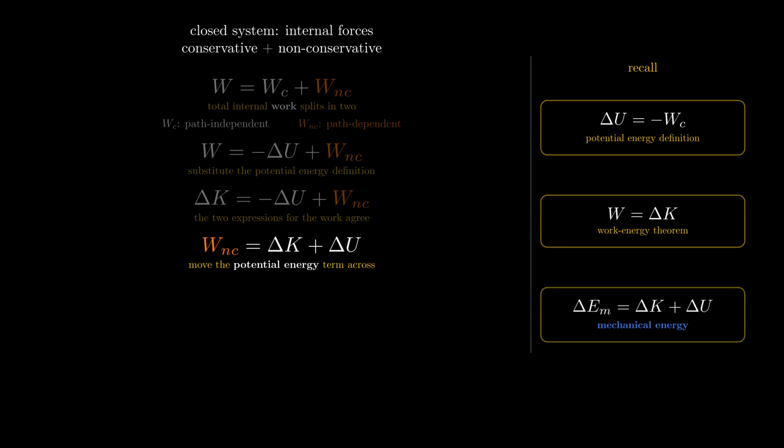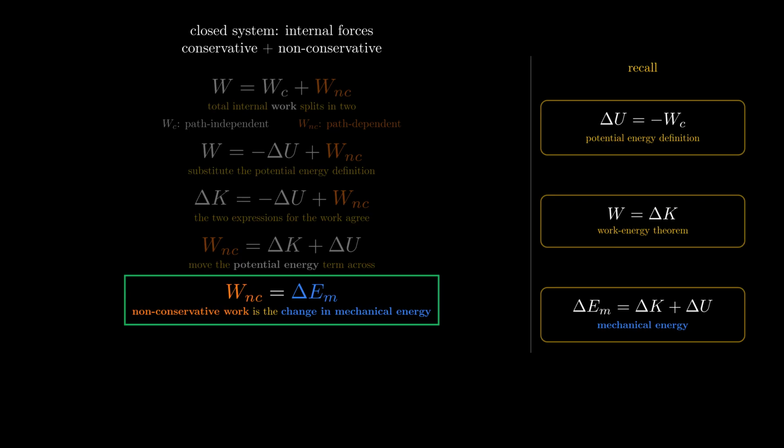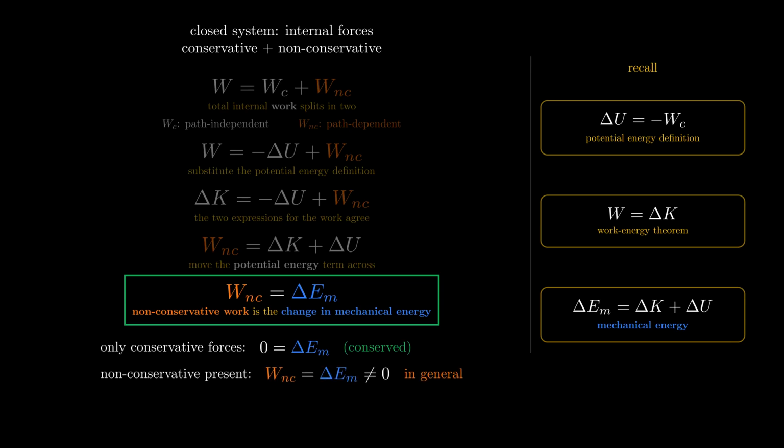But delta K plus delta U is exactly the definition of the change in mechanical energy. So the non-conservative work equals the change in mechanical energy. With only conservative forces, the left side was zero. That was conservation of mechanical energy. With one path-dependent force at work, the right side comes alive. Mechanical energy is no longer constant.